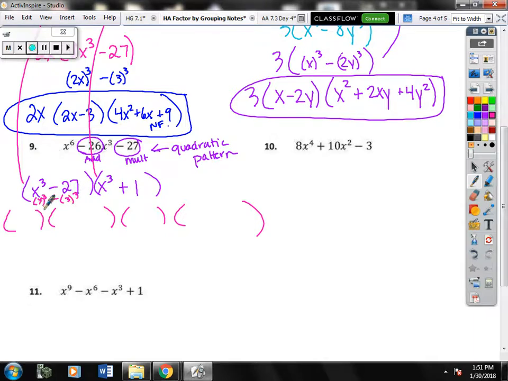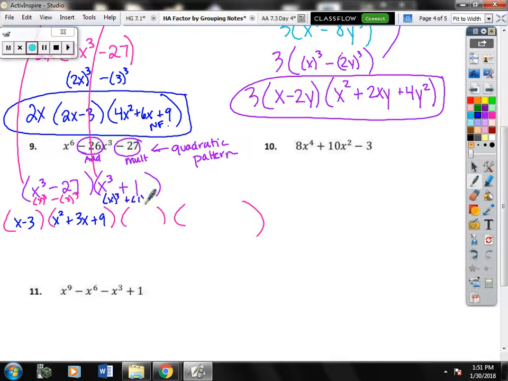I promise you, it's not getting any easier. You have to learn the formulas. You have to have them ingrained in your brain. Otherwise, the rest of the year will be a struggle. x minus 3, x squared plus 3x plus 9. You should just be able to do it. Substitute into the formula. Now the next one is the sum of cubes.